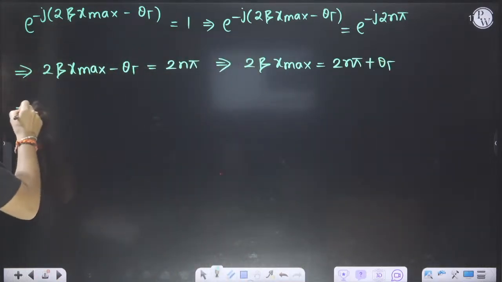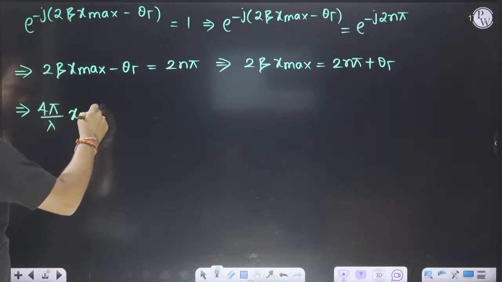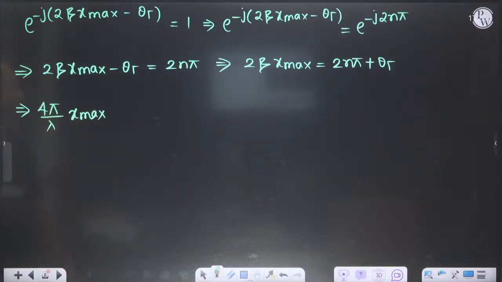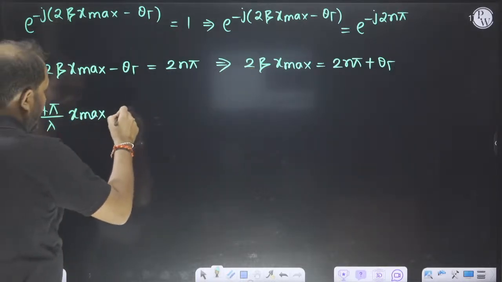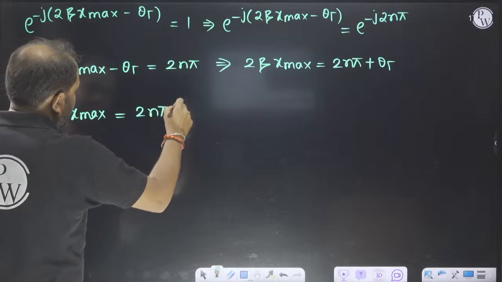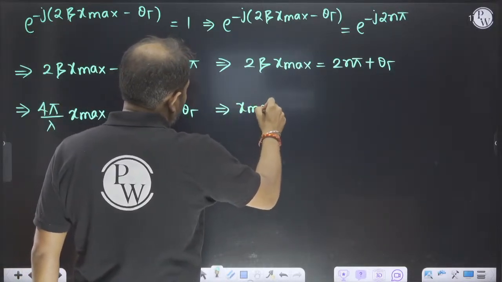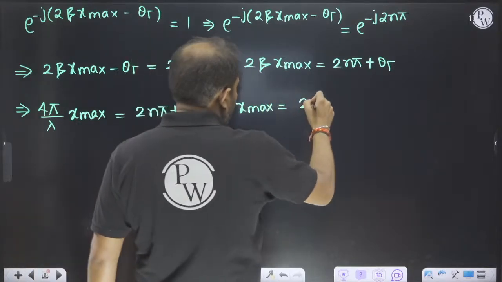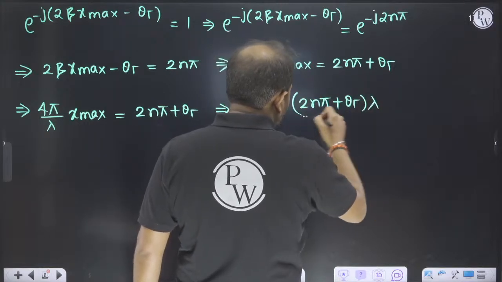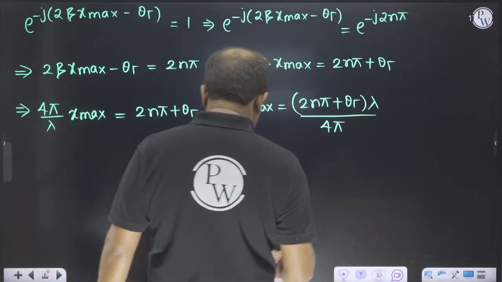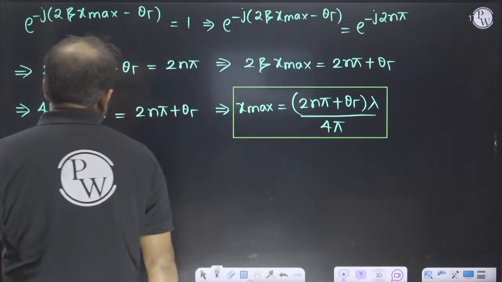Then 2 beta is 4 pi by lambda, since beta is 2 pi by lambda. So 4 pi by lambda times x max is equal to 2n pi plus theta gamma. So x max will be equal to (2n pi plus theta gamma) into lambda divided by 4 pi. This is the formula for x max.